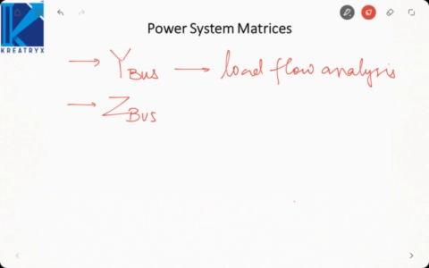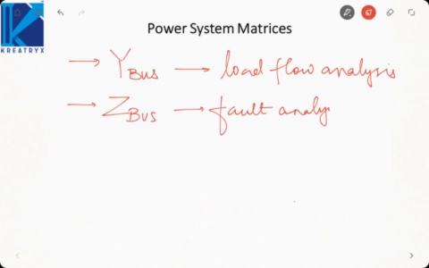Now if you wish to determine the bus voltages or the node voltages, then we usually perform nodal analysis, and to perform nodal analysis we require the Y bus matrix or the bus admittance matrix. Similarly, Z bus is used for fault analysis.